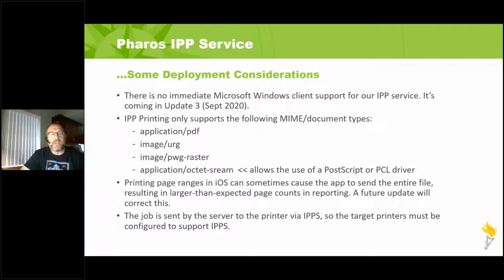And because we're using IPPS to get the job to the server, IPPS has to be enabled on the target printer. If it's not, it will not fall back to IPP, and it will not fall back to port 9100 or raw. So if the target device doesn't support IPPS, the job won't print out. But it will requeue like it does normally within Blueprint, so they can reprint to a different device that does have it enabled, or they can print it to that other device that they wanted in the first place once that configuration has been changed.